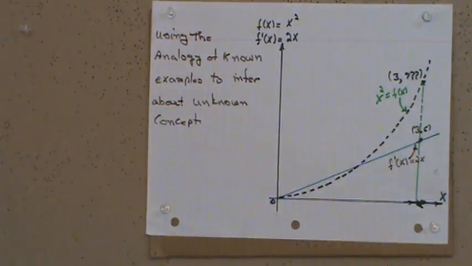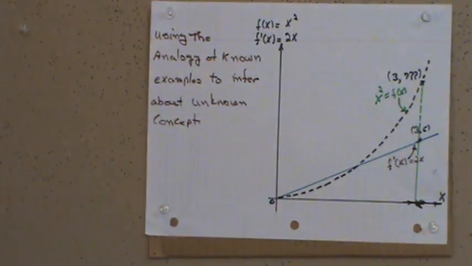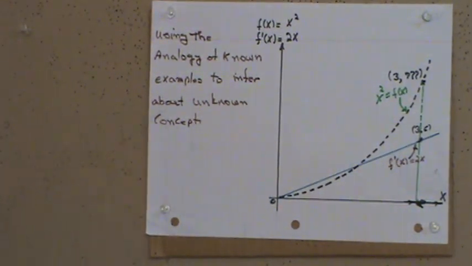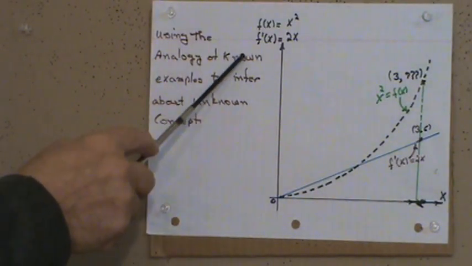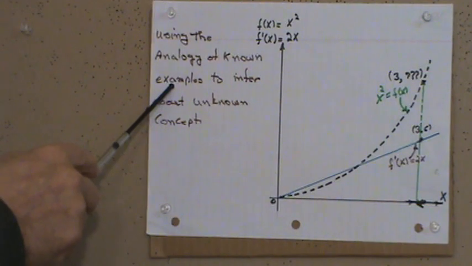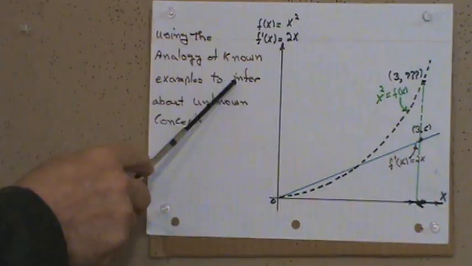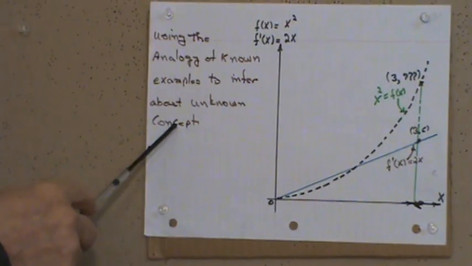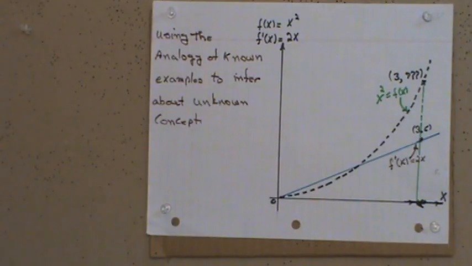Okay, hopefully it's clear. Now here, what I said, let me read it again. I put it in writing purposely: using the analogy of known examples, in this case I make only one example, to infer about an unknown concept. It's a very good, strong strategy to use in problem solving and comprehending the subject in detail.